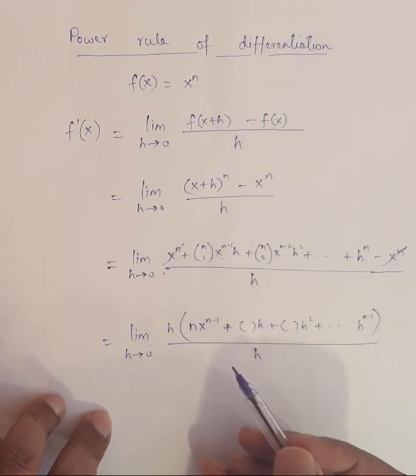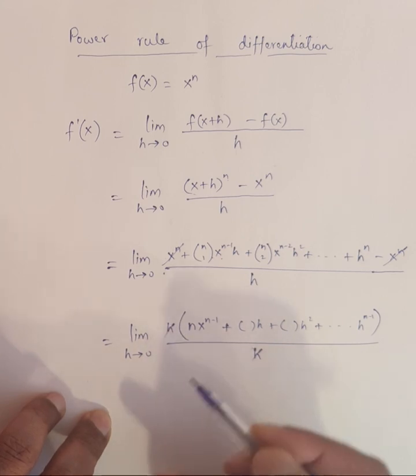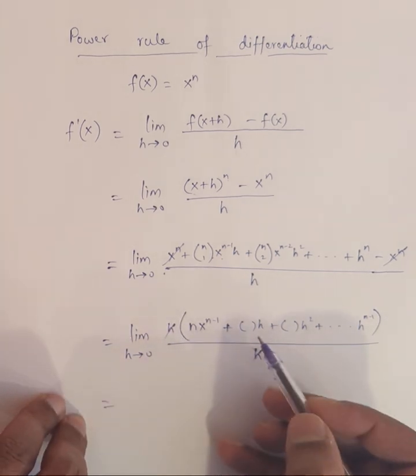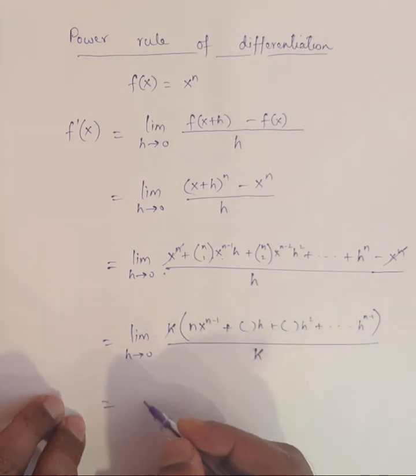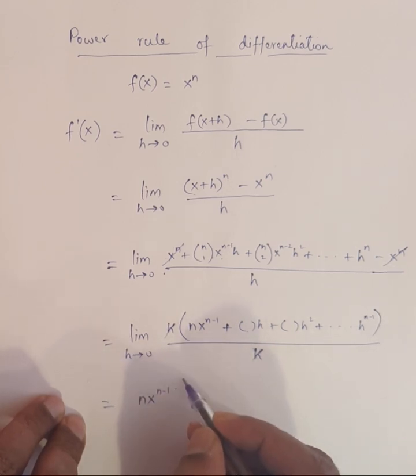So what I want to do now is plug in h equal to 0. Then all of these terms cancel, and I have this formula, n x to the n minus 1.